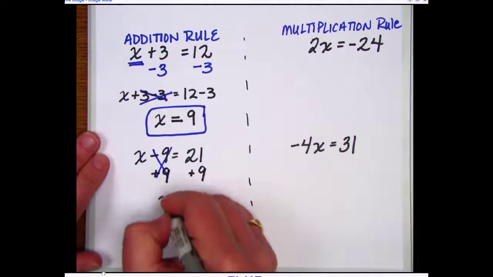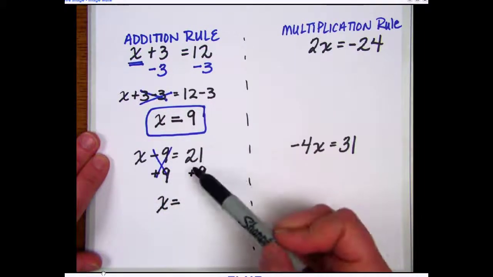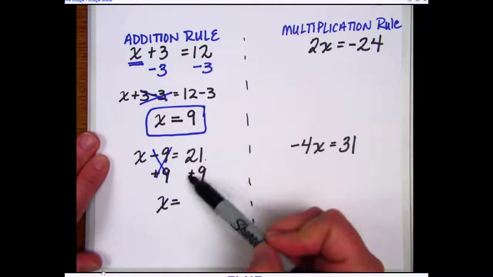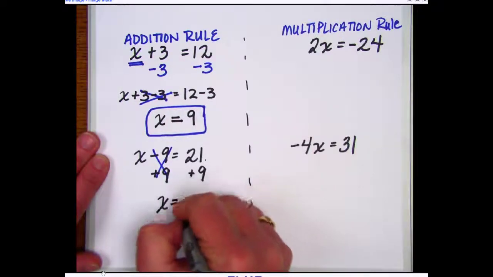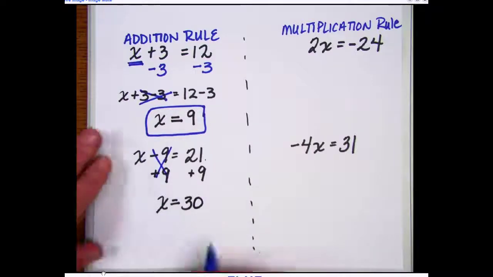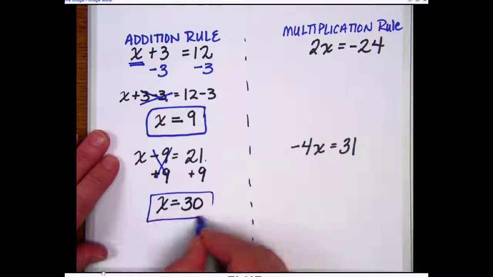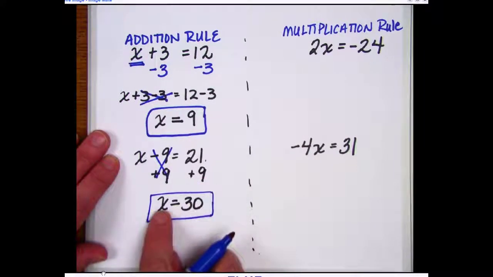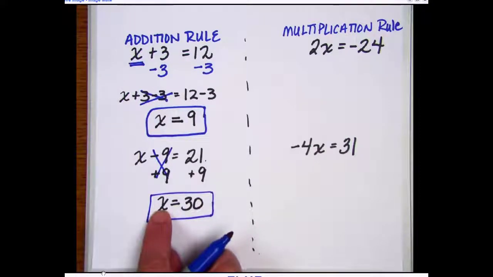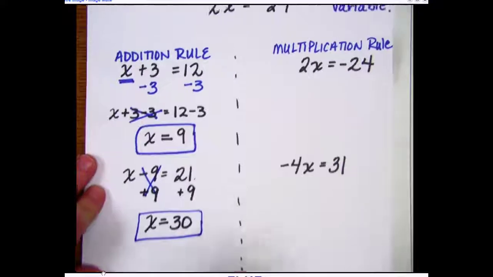I'm left with an x over here. And on the right-hand side, I have 21 plus 9, which would be 30. So again, this would be my answer, x equals 30. How do I know I've arrived at my answer? Because x, my variable, is isolated all by itself. Now keep in mind we're using x, but you can use any variable you like: y, s, t.